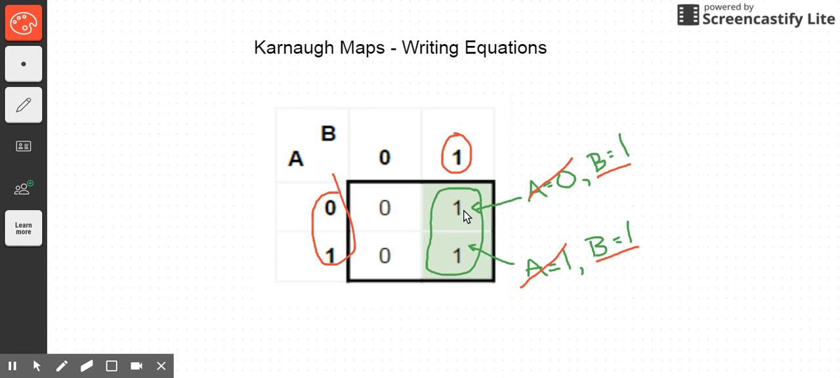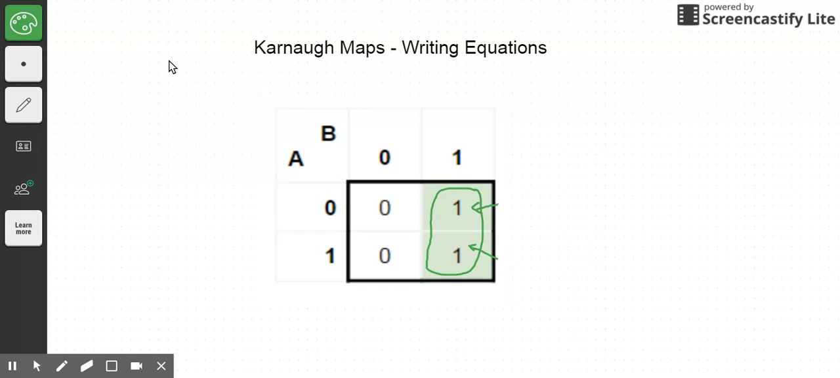So the equation for this group, let me clear my screen quick. All right, so that's mostly clear. So my equation for this group, remember, I'm looking at B is 1. So the equation for this group is just B. All right, let's take a look at another example.